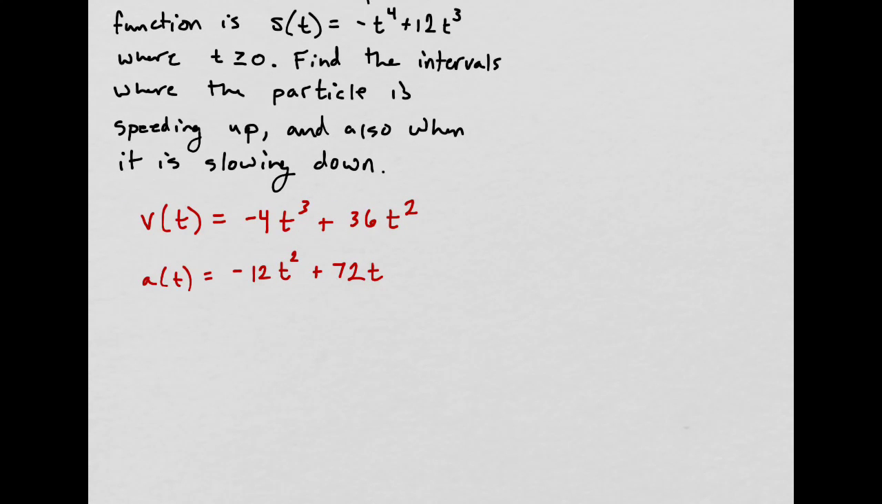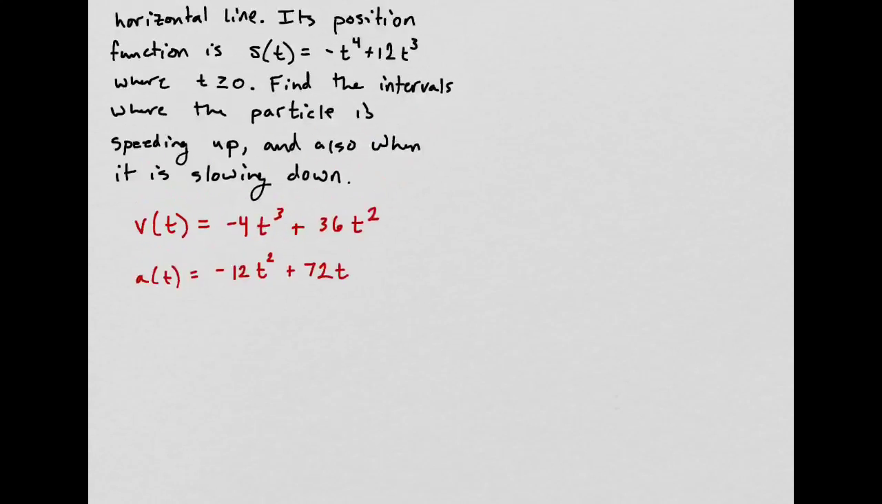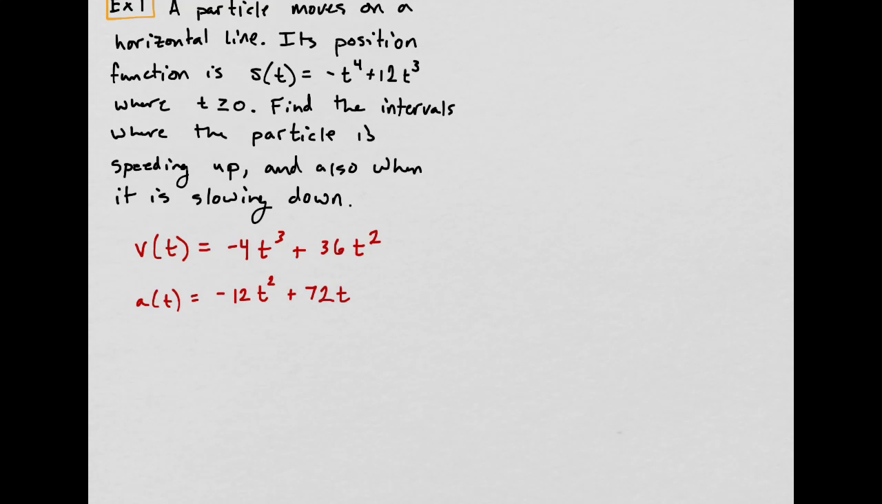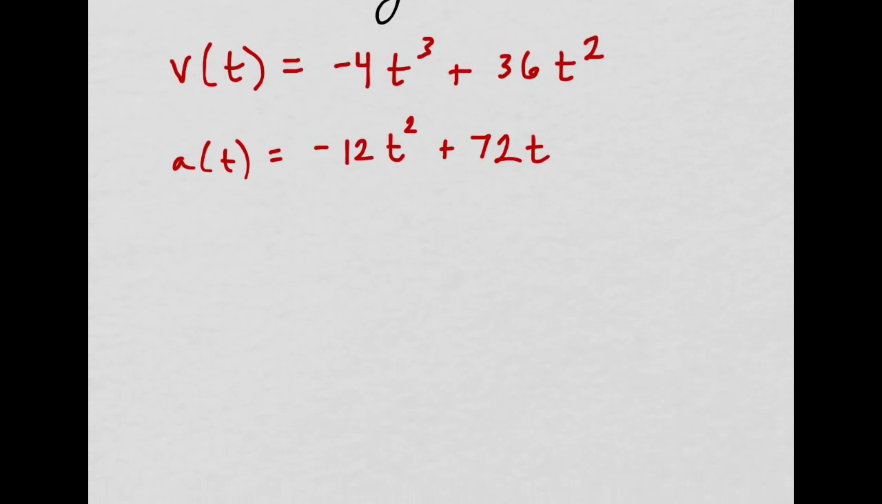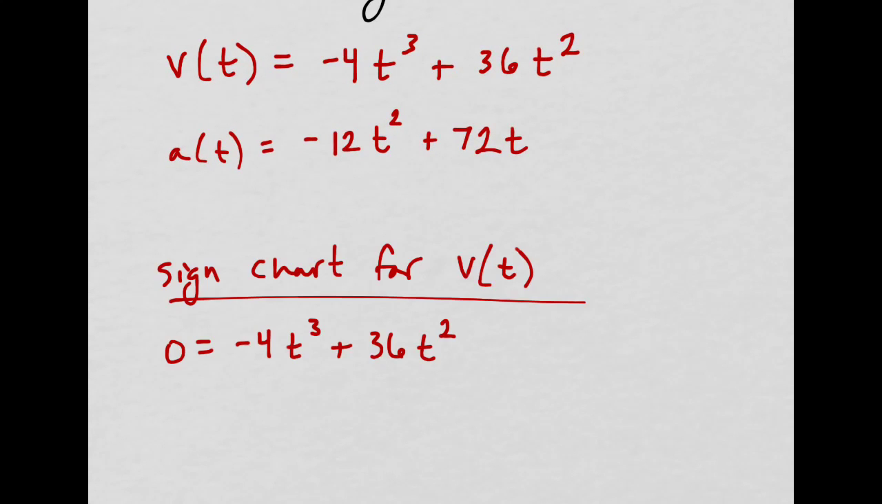And then we're going to do a sign chart for velocity, and then we're also going to do a sign chart for acceleration and see where they overlap, where positives and negatives overlap. We're going to interpret stuff. But our task now is to make a sign chart for v of t. So for v of t, I'll just set it equal to 0.